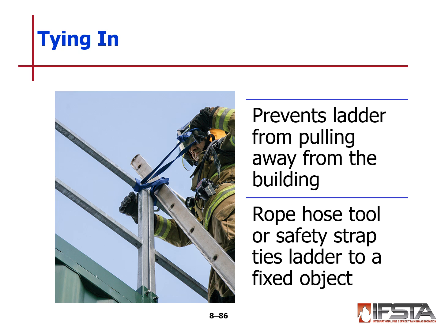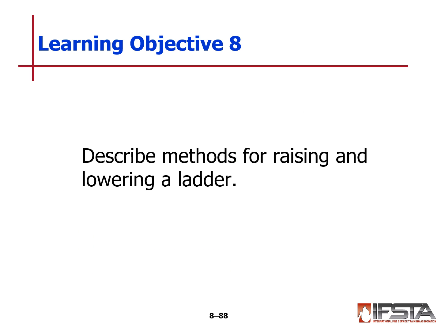Tying in prevents the ladder from pulling away from a building. If we have a handrail or an opportunity, depending on the building construction, we can certainly tie in. Rope, hose, tools, safety straps, webbing are all of the things that we can use to tie in. Utility rope, again, we can tie in even at the bottom to help heel the ladder.